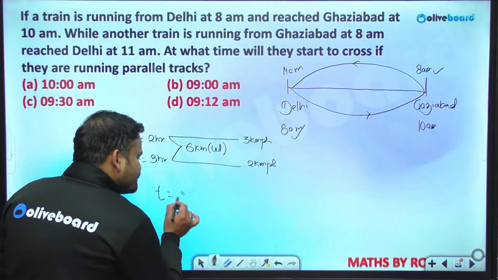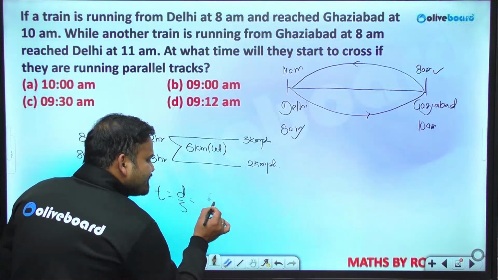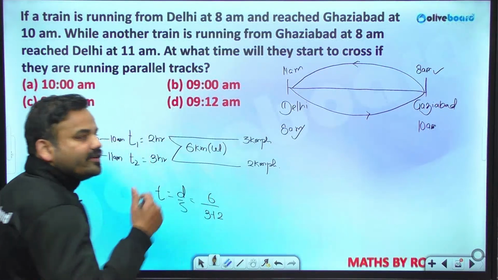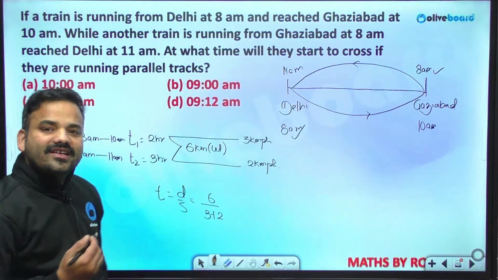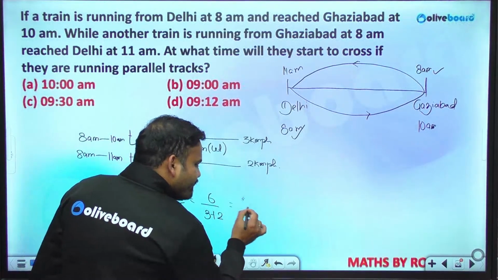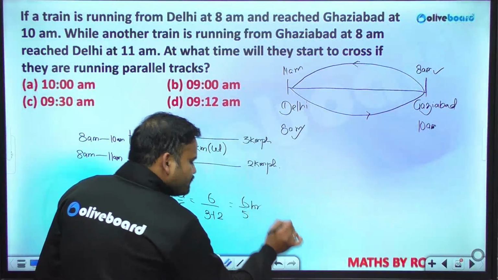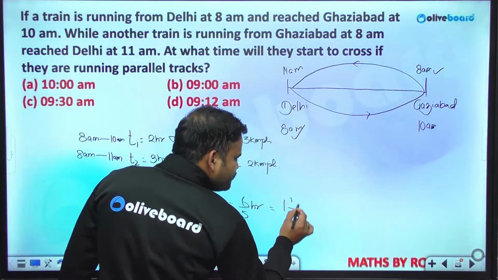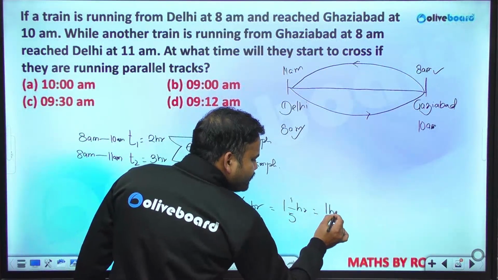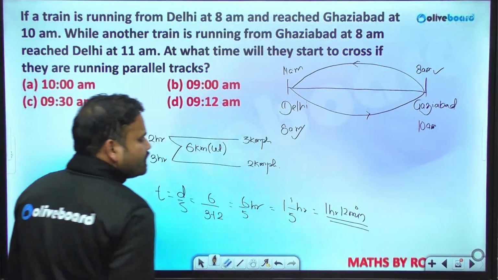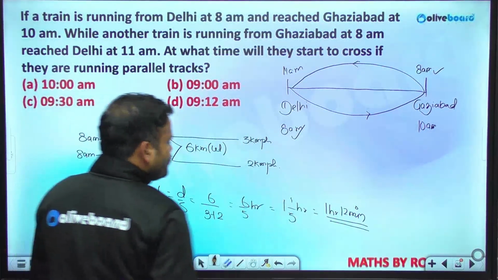Time equals distance upon speed. Distance is 6 km, and what is the relative speed? When the directions are opposite to each other, when they are coming towards each other, relative speed will increase. So this is 6 by 5 hours. And 6 by 5 hours is nothing but 1 and 1 by 5 hours. 1 by 5 into 60, that is 12 minutes, so 1 hour 12 minutes.